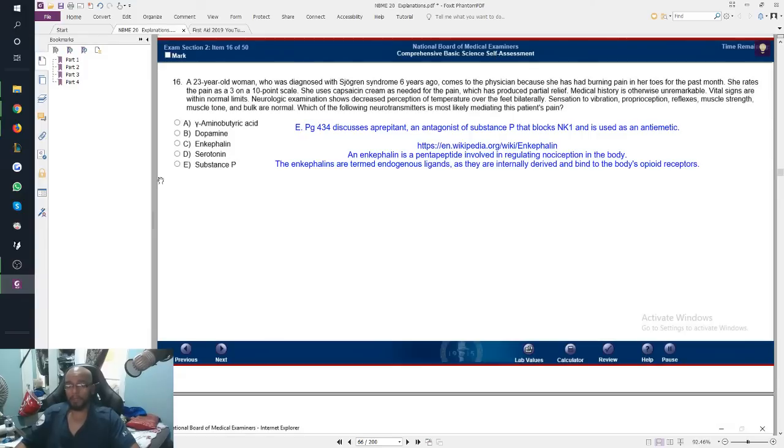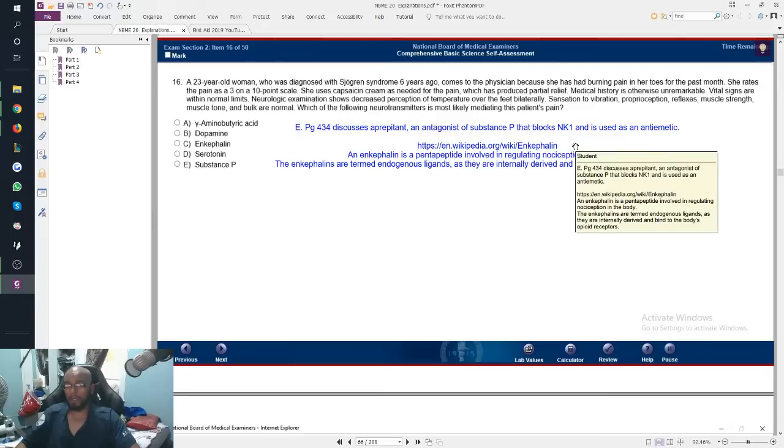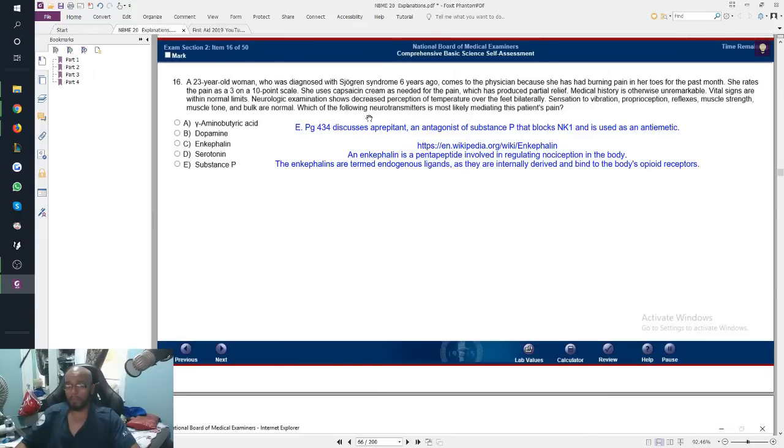But pain is substance P, right? An antagonist of substance P that blocks the neurokinin 1 receptor is used as an antiemetic, which is aprepitant. That's a medication that's in First Aid too.